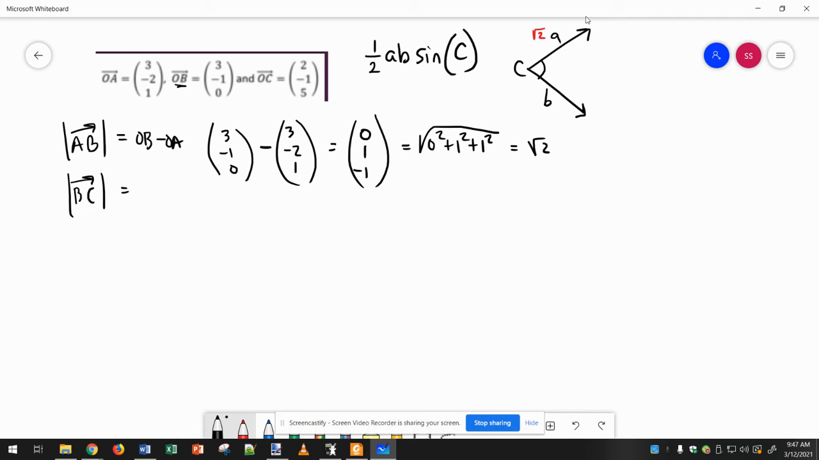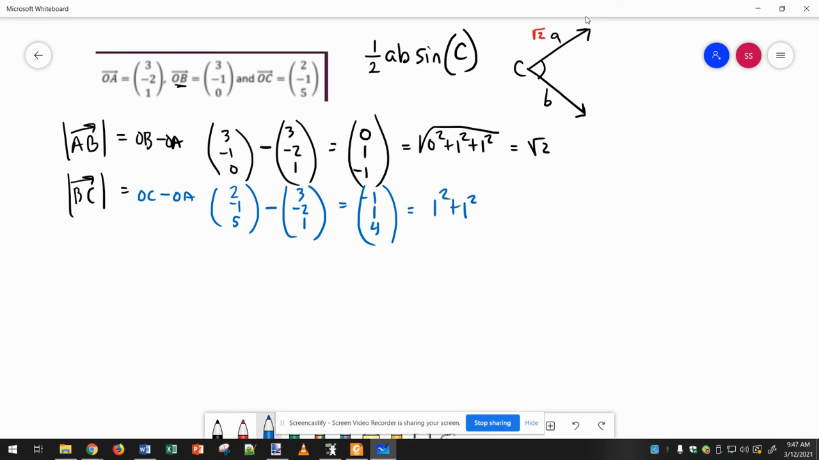The other side, so we need to do OC minus OA. So OC is 2, -1, 5, minus 3, -2, 1. So now we do 2 minus 3 is -1. -1 plus 2 is 1. 5 minus 1 is 4. Then we do the magnitude using the Pythagorean theorem. And we get square root of 16 plus 1 plus 1 is 18. So that's square root of 18.